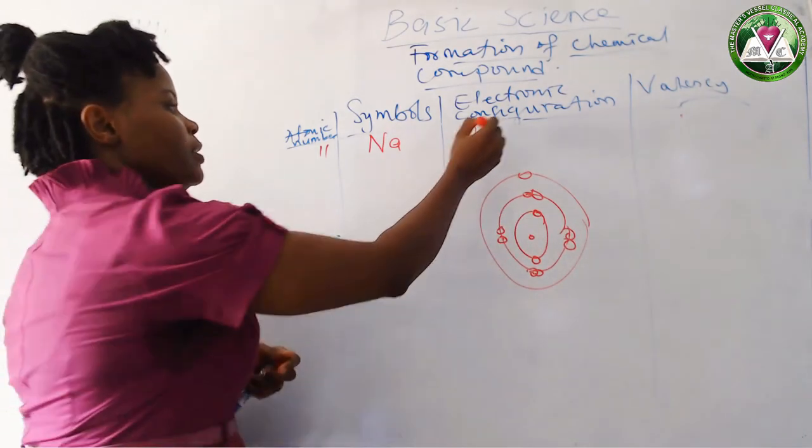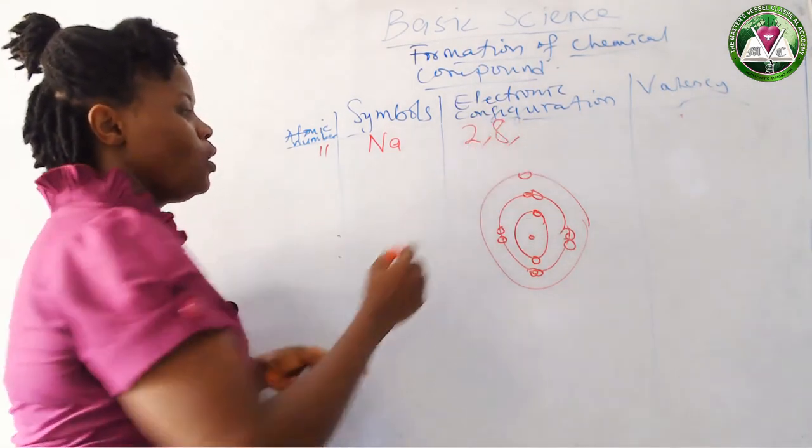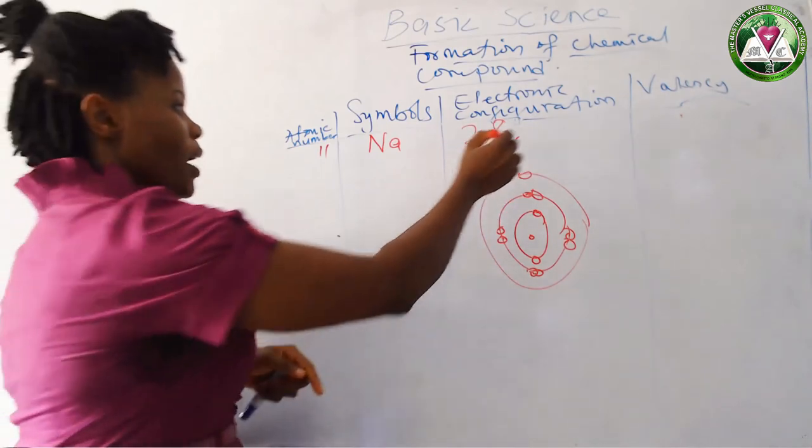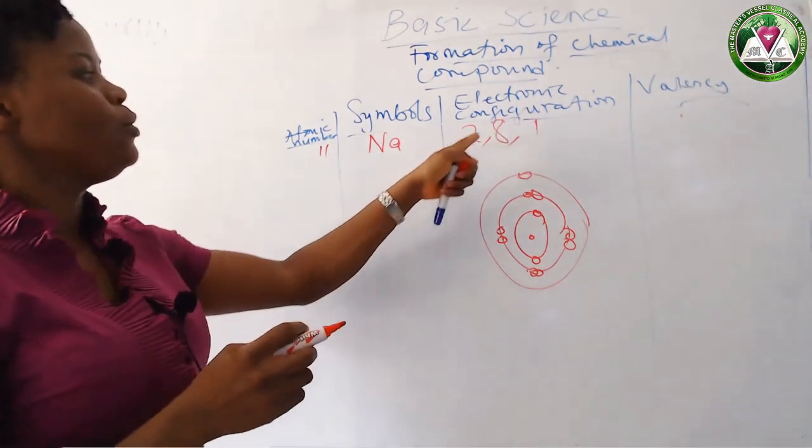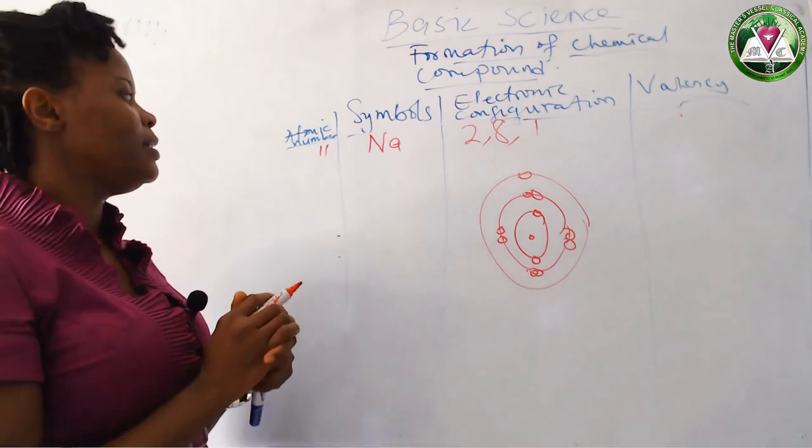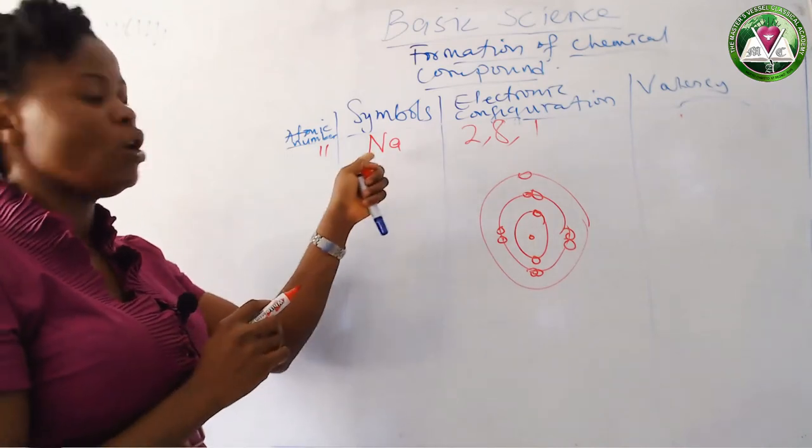1, 2, 3, 4, 5, 6, 7, 8. That's correct, 8. And the next one has how many? Just 1. So you have 2, 8, 1 as the electronic configuration of sodium.